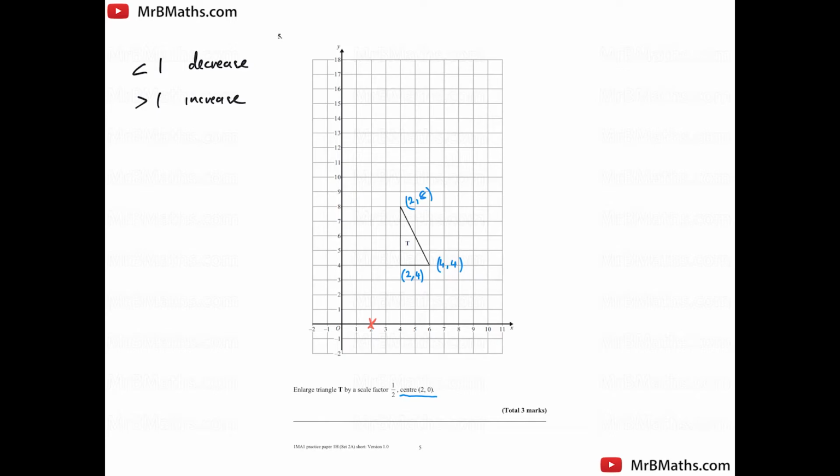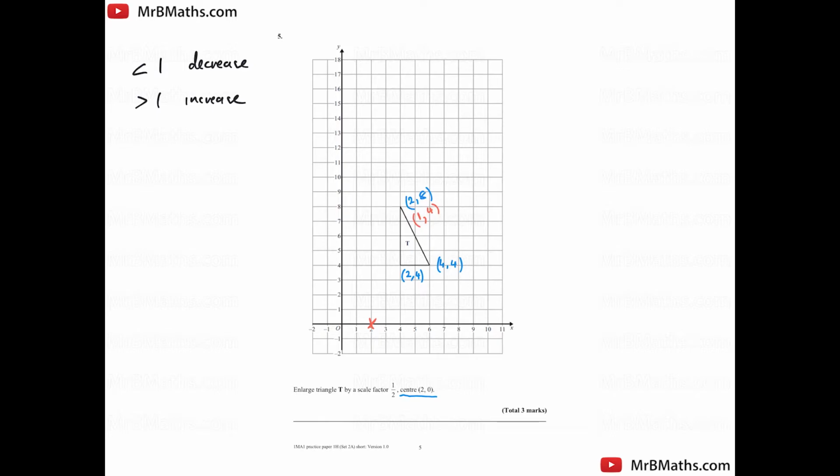Now, because I've measured from that center point, I need to apply the scale factor. In this case, it's half. So what I'm going to do is times all of these coordinates by half. I'm going to write the new coordinates just underneath them. So if I times 2 by half, I would get 1. And if I times 8 by half, I would get 4. So remember, timesing by half is the same as dividing by 2.